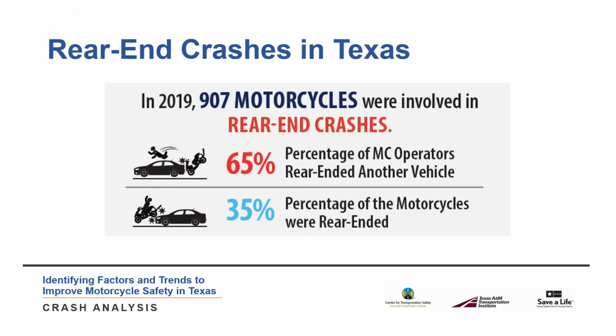So in 2019, there were 907 motorcycles involved in rear end crashes, and in the majority of these crashes, the motorcycle rear-ended the other vehicle. So 65% of our motorcycle operators rear-ended another vehicle in these crashes, compared to 35% in which the motorcycles were rear-ended.